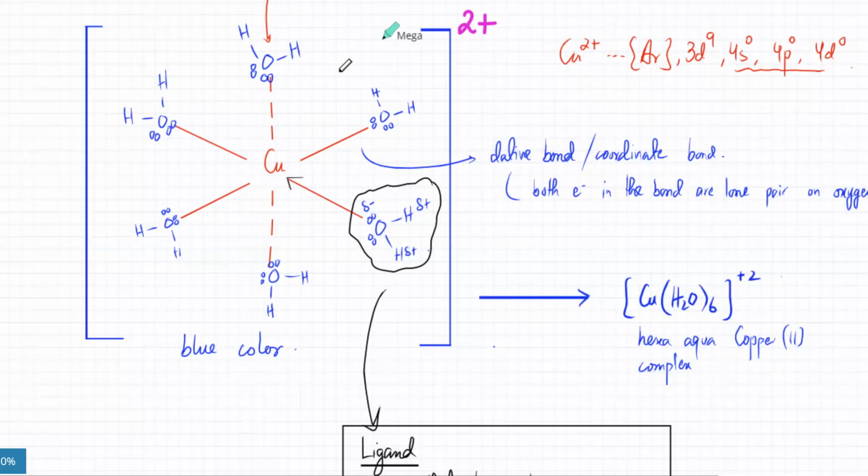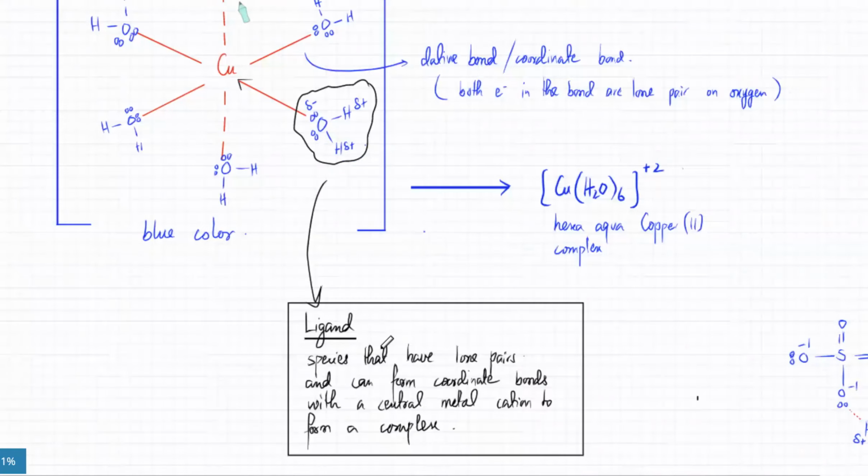It's a copper ion surrounded by 6 water molecules which are neutral. So this entire thing is a complex ion because copper was plus 2, water was neutral, so the entire thing has a plus 2 charge. So this thing is called a ligand. A ligand is a species that has lone pairs and can form coordinate bonds with a central metal cation to form a complex.